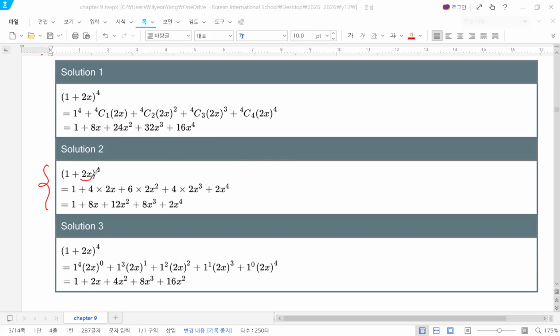No, because with 2x there should be a bracket. Since the bracket was omitted, it should originally be 2 to the power of 4, which is 16, x to the power of 4. But since they omit the bracket, it's the wrong answer. Solution 3, what do you think? Do you think this is correct or not? No, because there's only 1, 1, 1, 1, there's no coefficient. Do you understand? Okay.